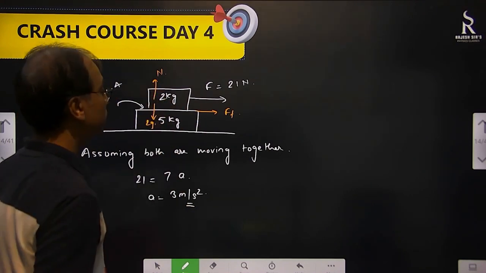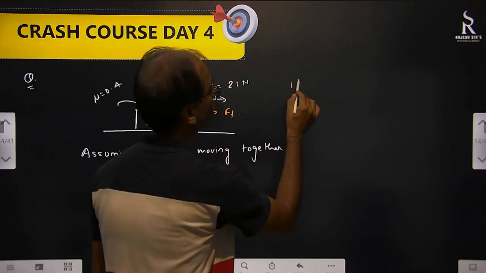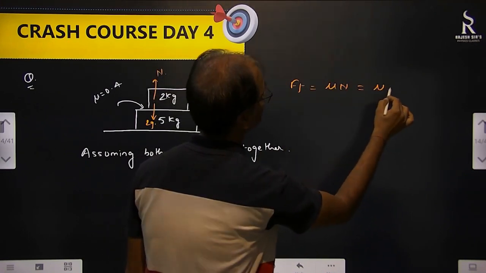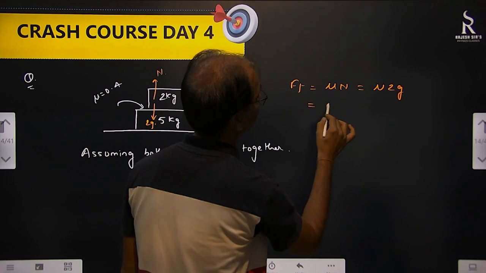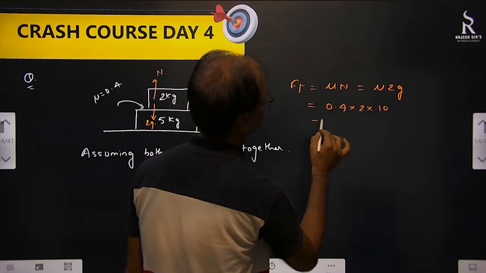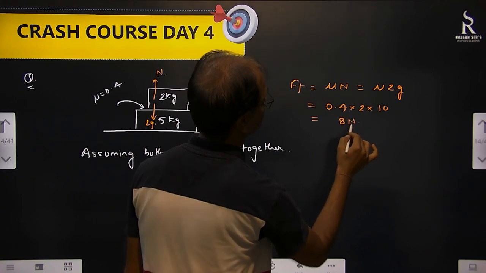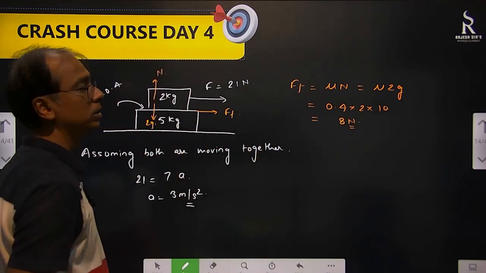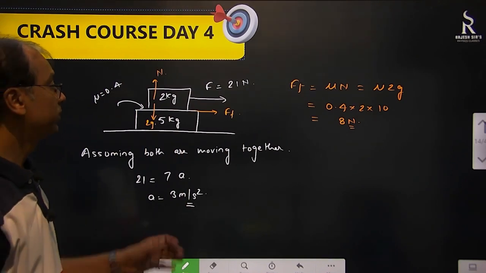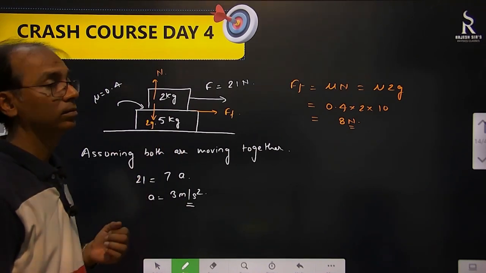So what can we say now? Force of friction's value is mu N, that is mu into 2g. Mu is how much? 0.4. 2 into 10, that is 8 Newton. Now 8 Newton and this is 5 kg. How much acceleration is possible for this 5 kg? Say 8 by 5, 1.6.